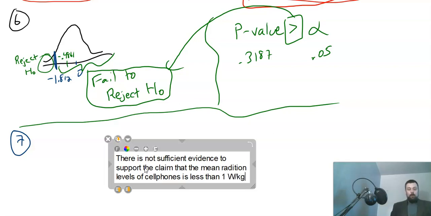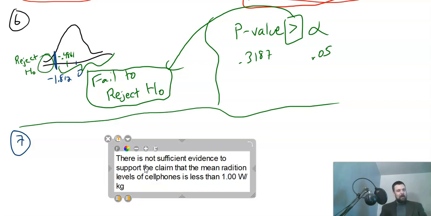All right. Well, again, probably on your stat lab, you're not going to have to type this in. It's going to be multiple choice, but they would put the 1.00, so I should do the same. So there was not sufficient evidence to support the claim that the mean radiation levels of cell phones is less than 1.00. Even though our sample was less than 1.00, the data just wasn't strong enough to firmly conclude that it definitely is less than 1.